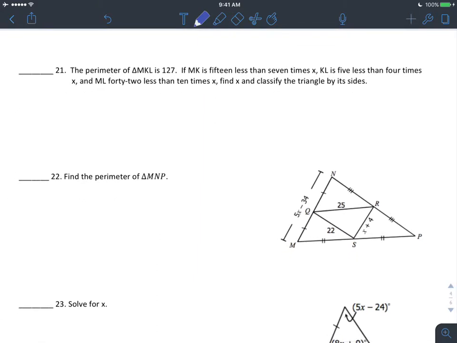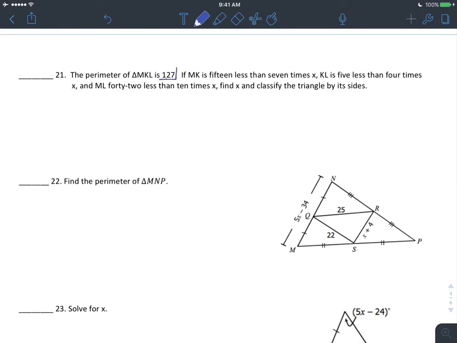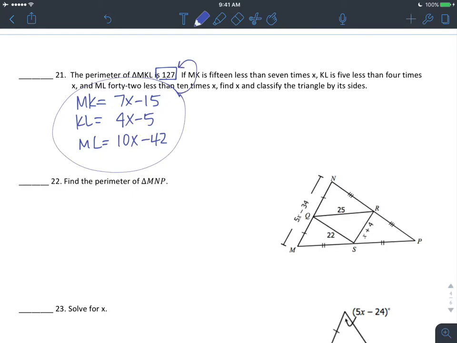All right, the perimeter of MKL is 127. MK is 15 less than 7 times x, so we're going to have 7x minus 15. KL is 5 less than 4 times x, so 4x minus 5. And then ML is 42 less than 10 times x, so 10x minus 42. All of these sides added together are going to give you your perimeter, so that means 127 is going to be equal to 7x minus 15 plus 4x minus 5 plus 10x minus 42.